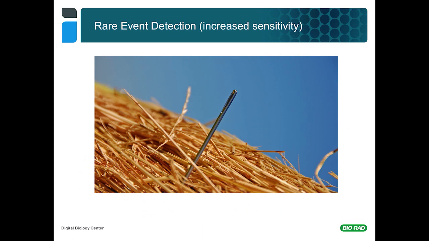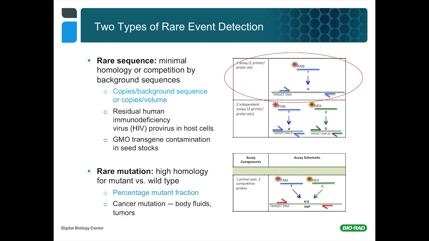I want to move on now to another use of the system, and that is what we refer to under the umbrella term of rare event detection. And this is actually referring to a couple of different types of sensitivity needs.